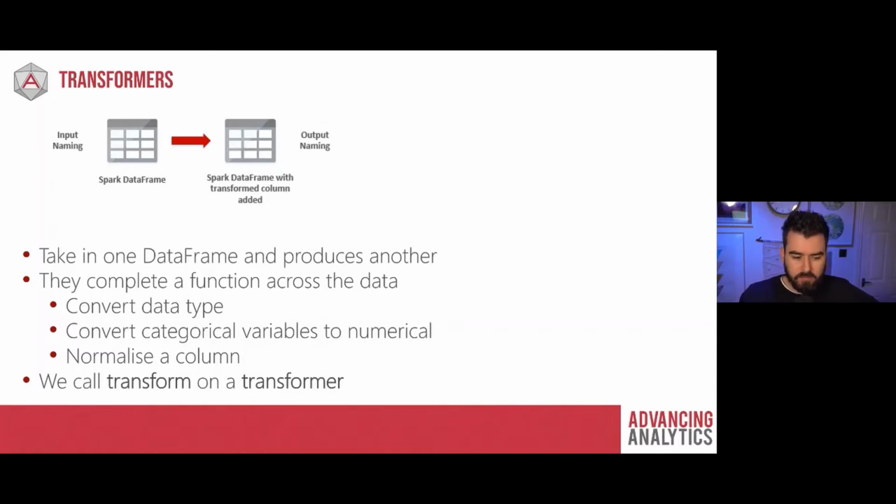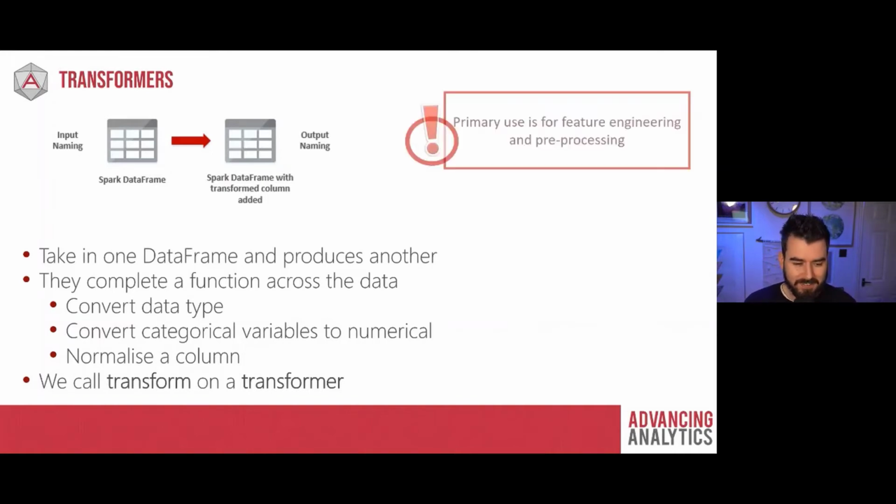So you could be converting a data type, or changing a categorical value into a numerical value, something like this, right? You'll know it's a transformer because we will call transform on a transformer. It's mind-blowing, right? The primary use of this is feature engineering and pre-processing, okay?